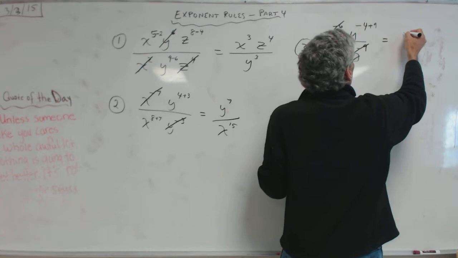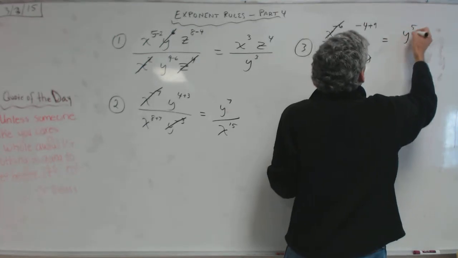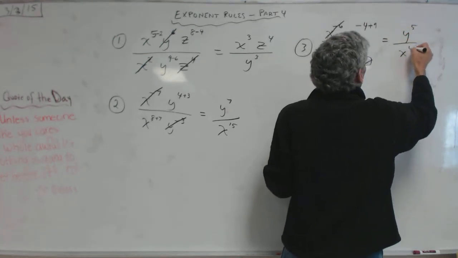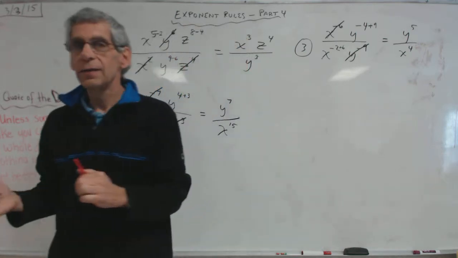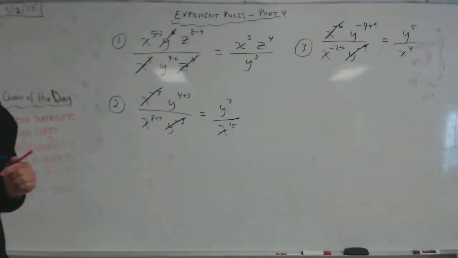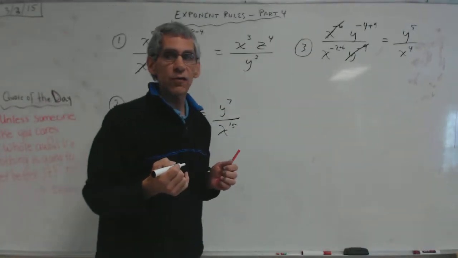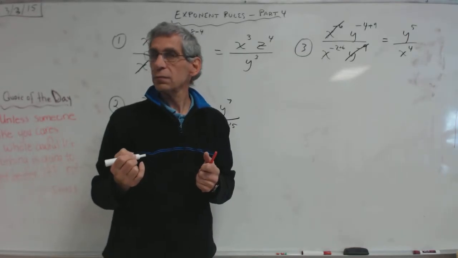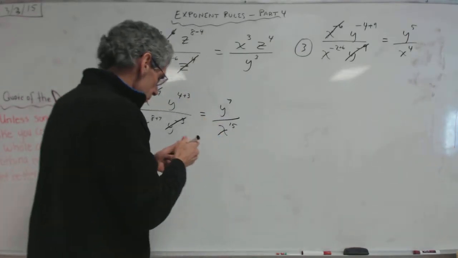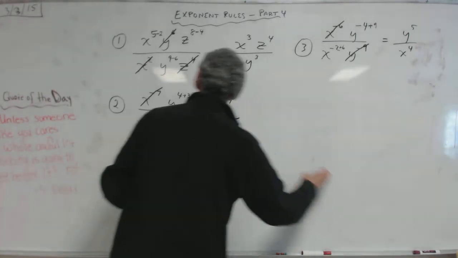So my final answer is y to the 5th over x to the 4th. Easy, easy peasy. Right? Does that make sense? Okay, so that's one rule.